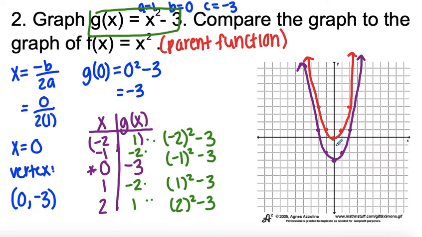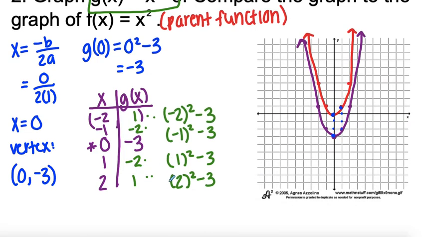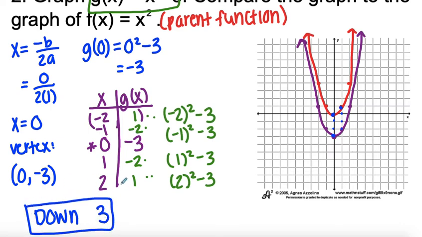So from each of these points, so like from my vertex, I went down 3 from that. From this point, I went down 3. And I'll see that is going to be the case for all of my points. And so when I compare this graph, all I can say is that it just goes down 3. And so that's going to be the case every time.